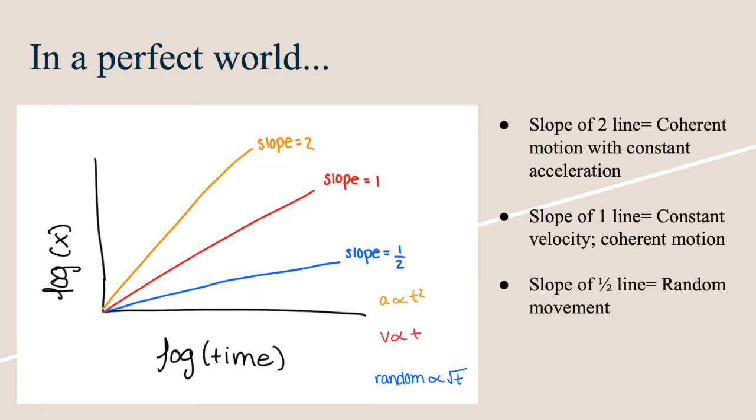In order to determine whether this is random motion or coherent motion, we're going to plot the log of x, or displacement, versus the log of time. We know that acceleration is proportional to t squared, constant velocity is proportional to t, and random motion is proportional to the square root of t. So if we plot the logs of these equations, we'll get a linear line with a slope of 2 for constant acceleration, a linear line with a slope of 1 for constant velocity, and a linear line with a slope of 1/2 for random motion.